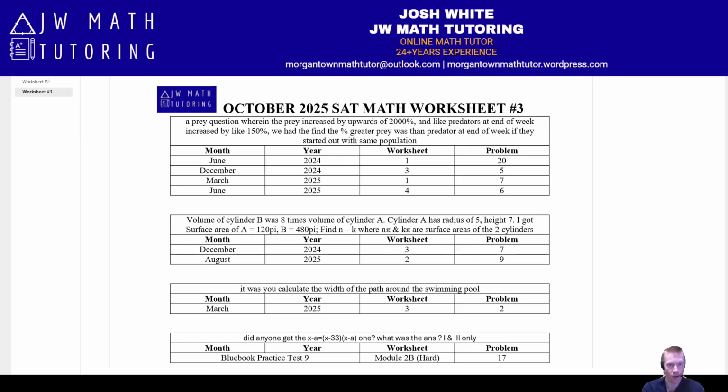So we have 4 different options to look at this one. You can go all the way back to June 2024, worksheet 1, problem 20. There actually only was one worksheet way back then in June. I just put all problems in one thing. But then also more recently in December, I did it again in March 2025, and then again in June 2025. So you have multiple examples to look at.